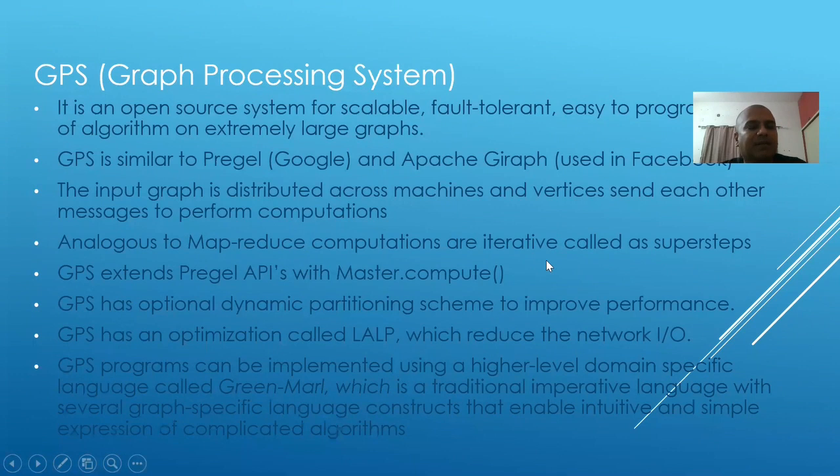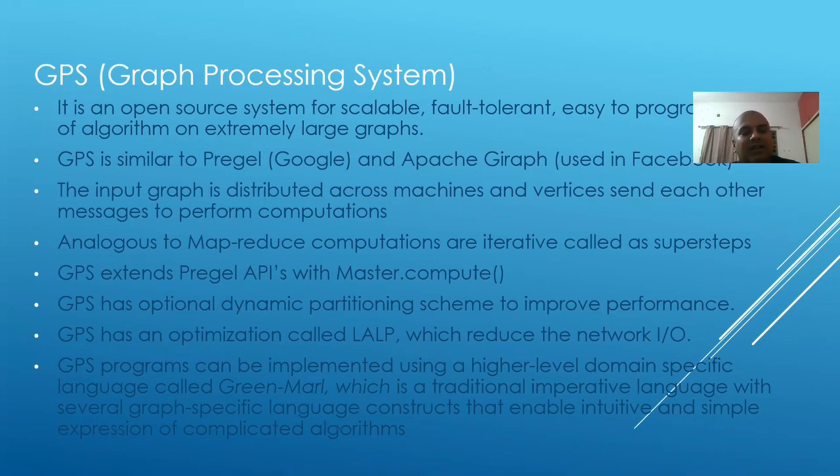The next project that we are going to discuss is GPS, the graph processing system. It's an open source system for scalable, fault tolerant, and easy to execute algorithms on extremely large graphs. GPS is similar to Pregel and Apache Giraph, which has been used in Facebook. The input graph is distributed across machines, and the vertices send each other messages to perform computation. It's analogous to a map and reduce kind of technique.